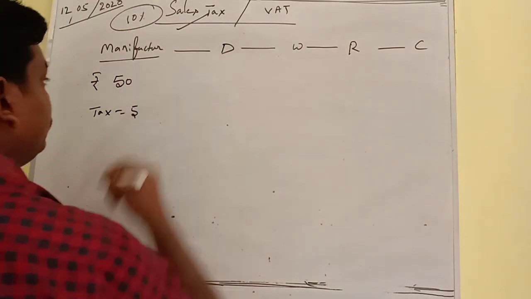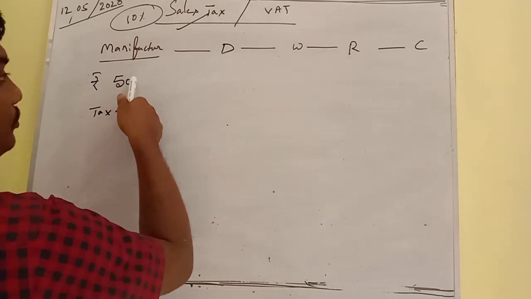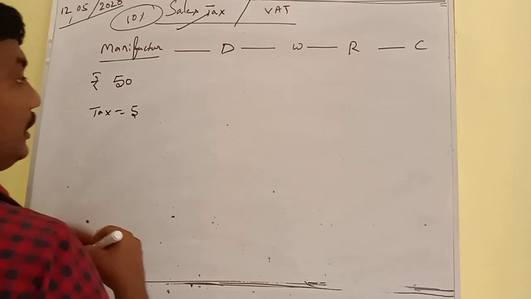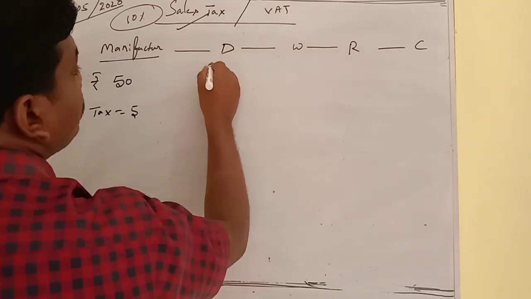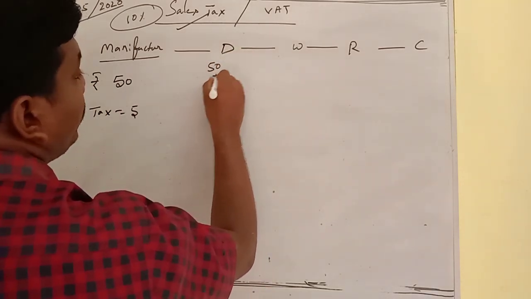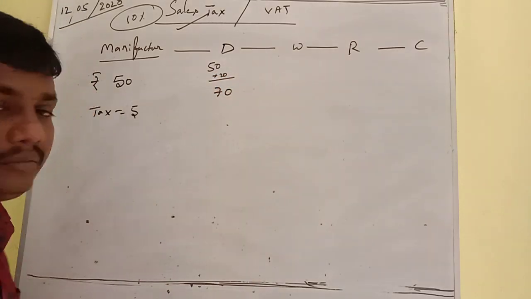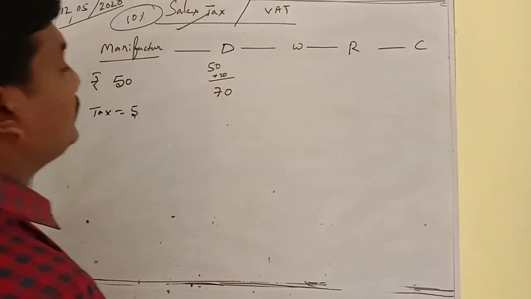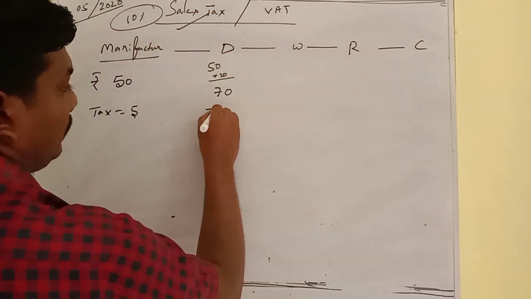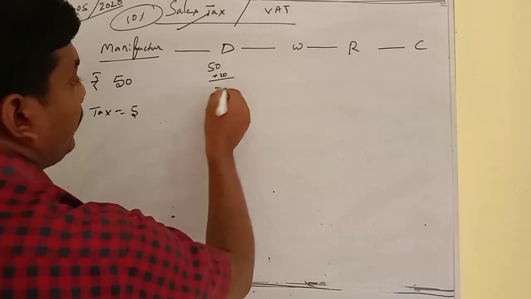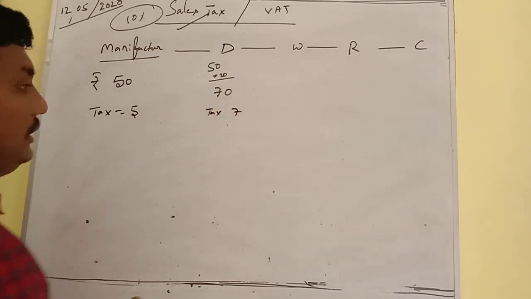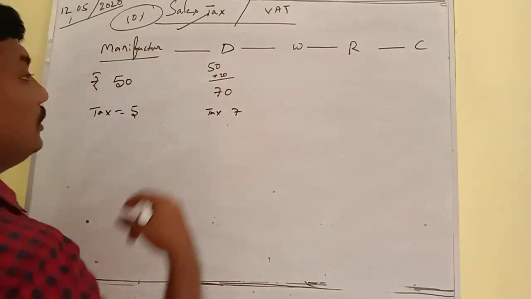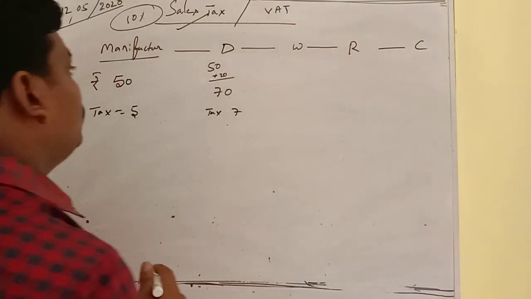Now, what about the distributor? The distributor takes the manufacturer's product at 50 rupees, but adds 20 more rupees. So 50 plus 20 more, it becomes 70 rupees. Now what is the tax in this case? The tax is 10% of 70, that is 7 rupees tax.